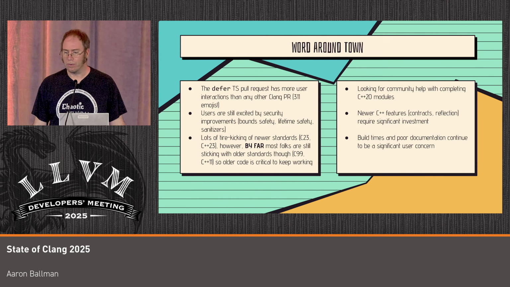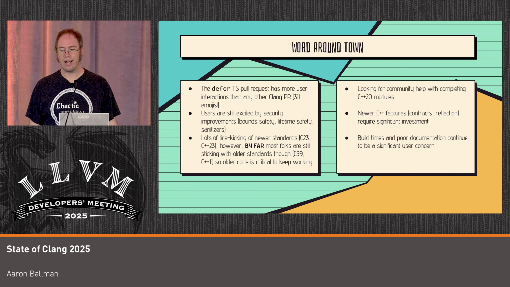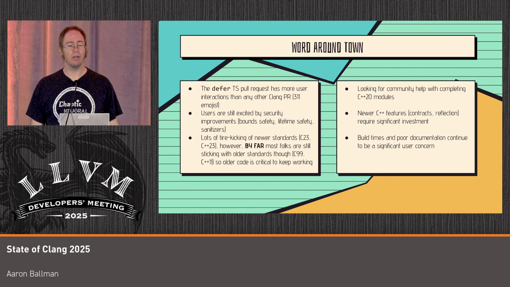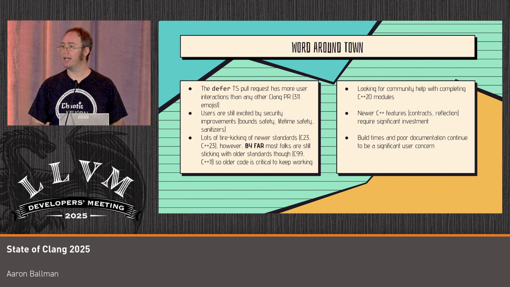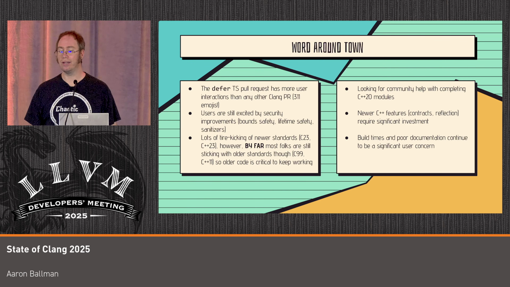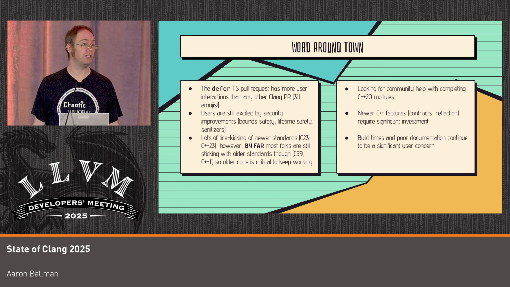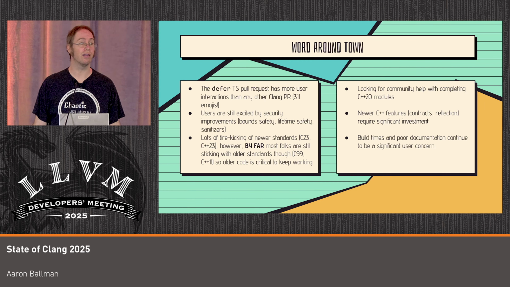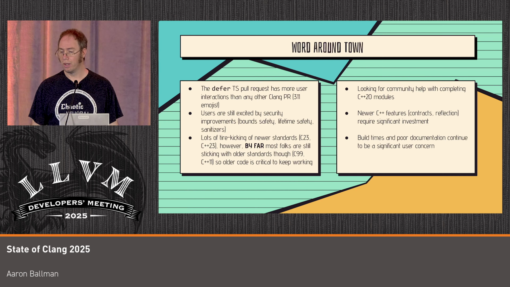We are continuing to work on new C++ features like contracts and reflection, but those require a massive amount of investment. Those are going to require lots of test cases, lots of documentation, and these are just really, really big features. And so these are things that I think our community is going to wind up investing a lot of effort in terms of code review.